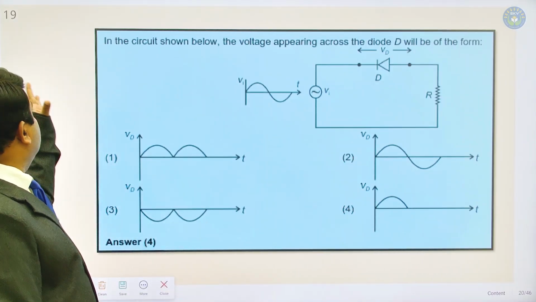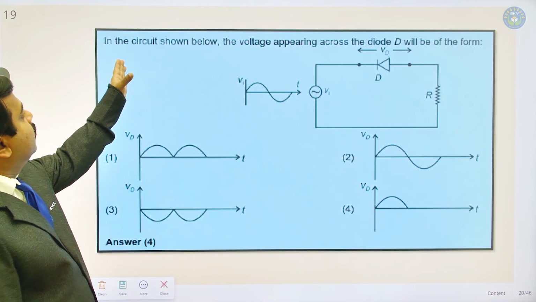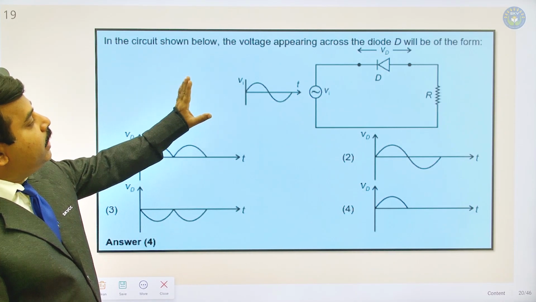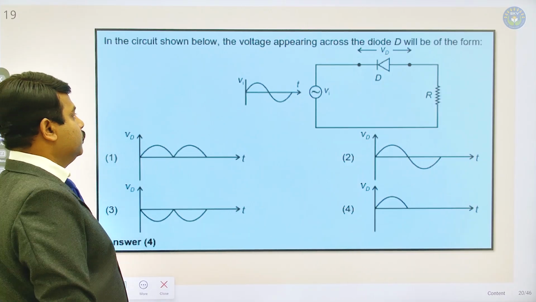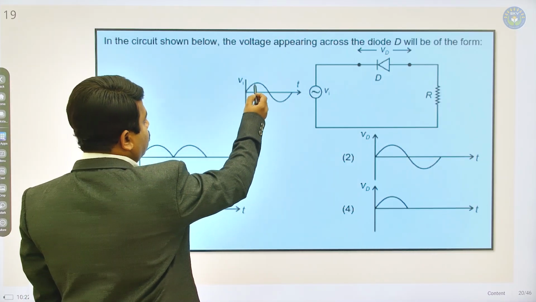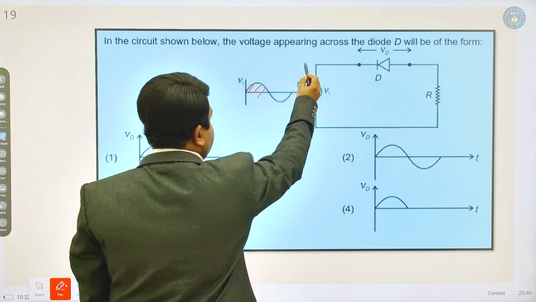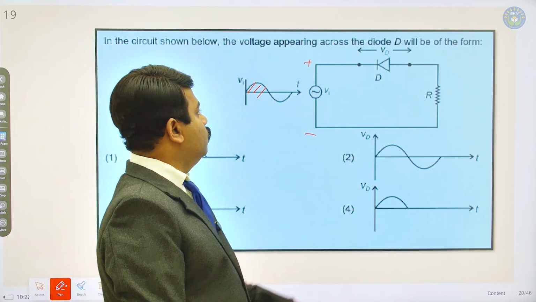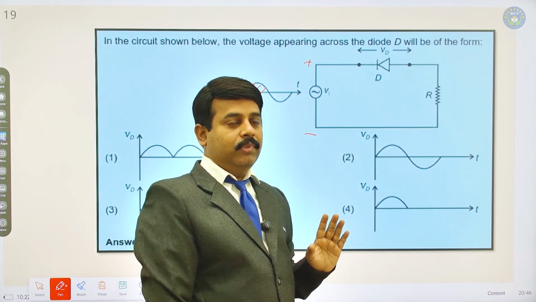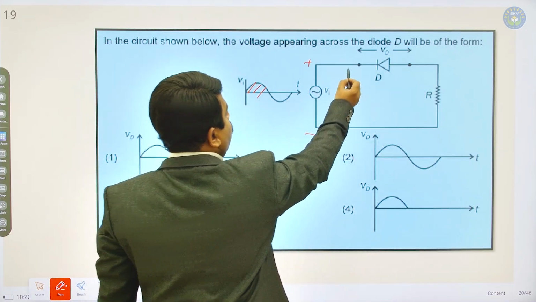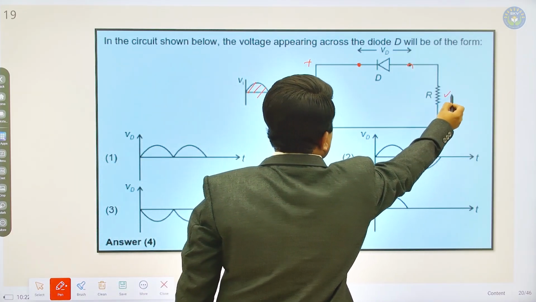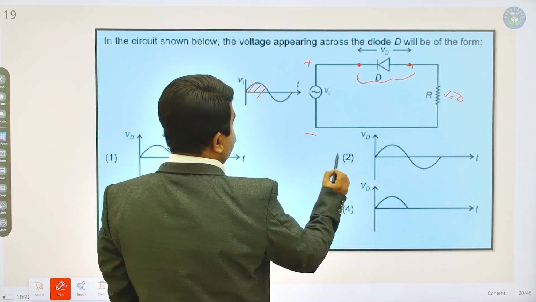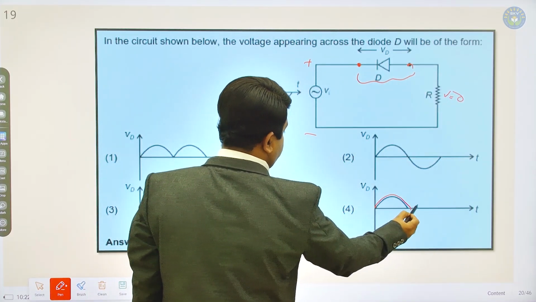Now let us go to question number 18. In the circuit shown below, the voltage appearing across the diode D will be of the form. See, here one diode is given. So during the first half cycle, this end becomes positive, this end becomes negative, right? So this diode is not conducting. Not conducting means across this resistor the voltage is 0, but across the diode the voltage will appear, right? So you get a voltage drop across this.